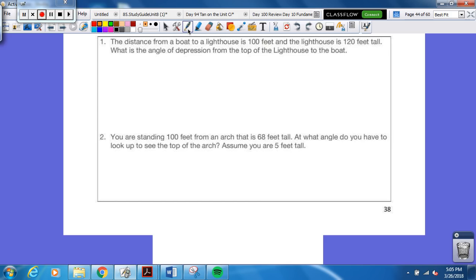So I want you to see if you can draw this picture, okay? So pause the video, see if you can draw this picture. The distance from a boat to a lighthouse is 100 feet. The lighthouse is 120 feet tall. Pause the video right now. Go. Okay, let's see if your picture aligns with mine.